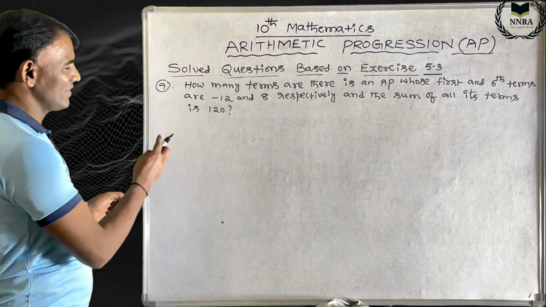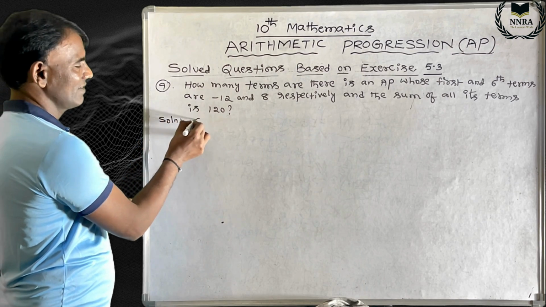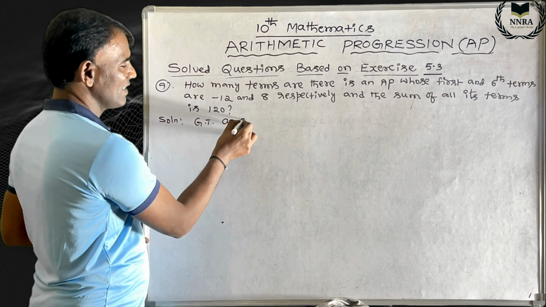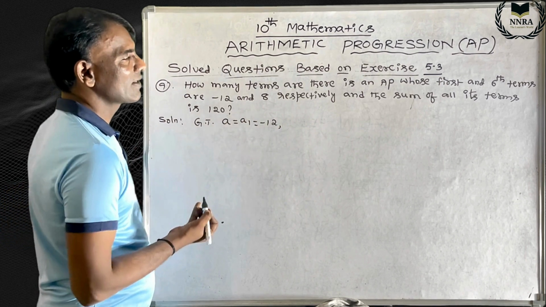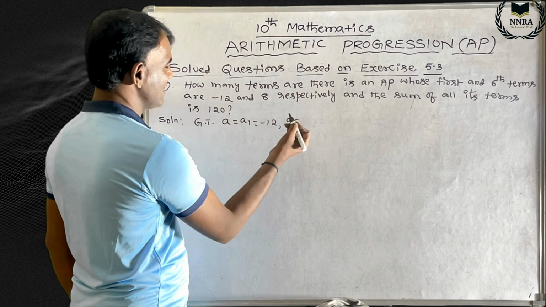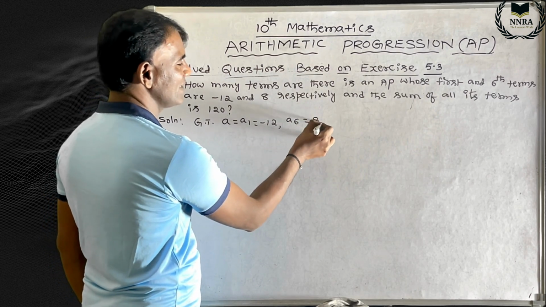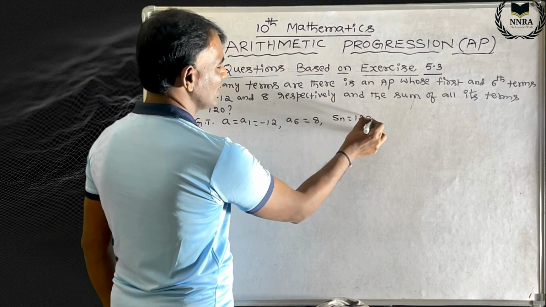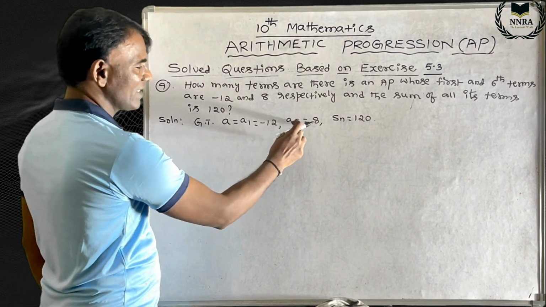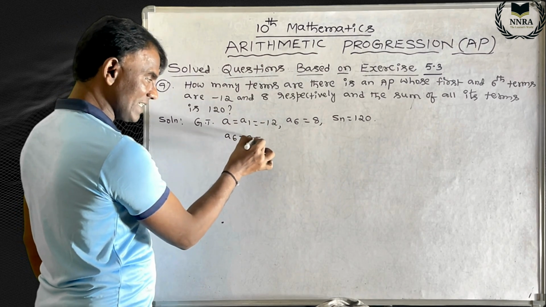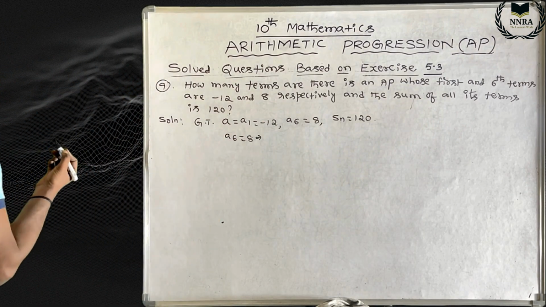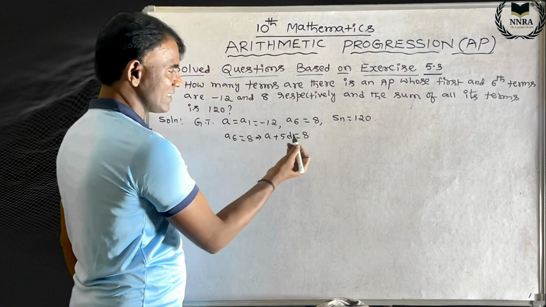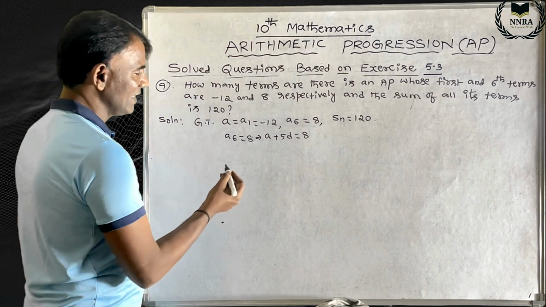Clear? Now first write the given data. What is that? Given that first term is given, that is either a or a1, minus 12. Sixth term is given, that is a6. What is the value of a6? That is 8. And sum is given, Sn equal to 120. Now again I am taking this sixth term. It is 8, so that can be written as a plus 5d equal to 8. But what is the value of a? a equal to minus 12.